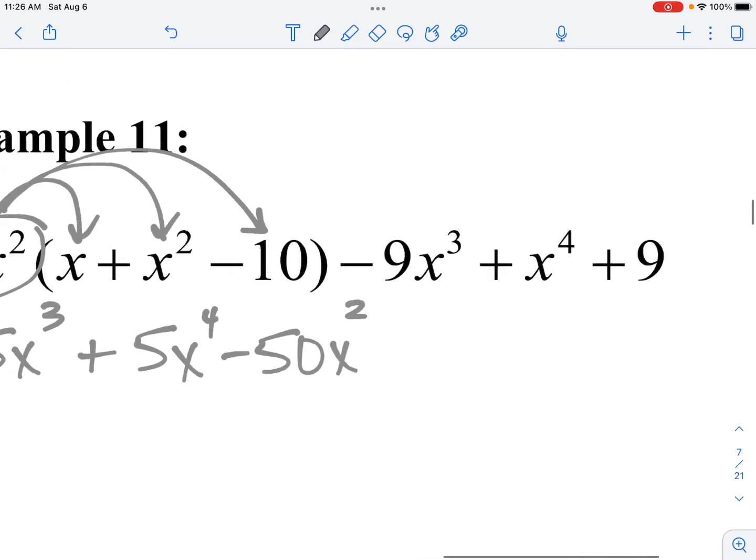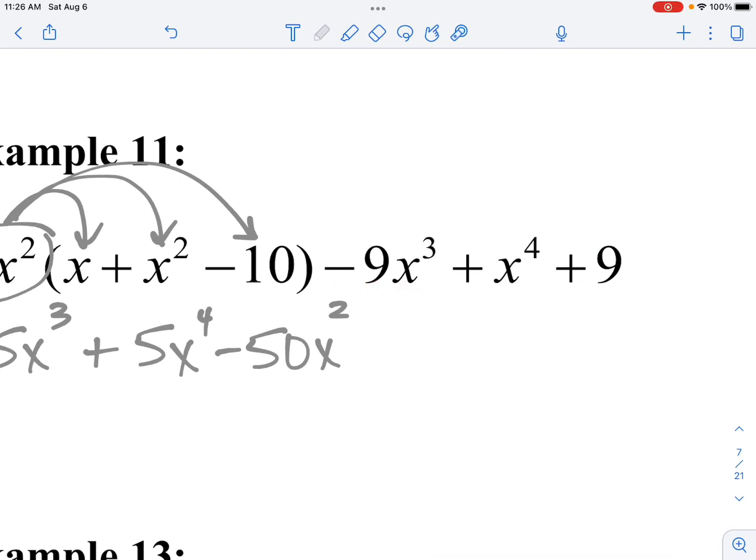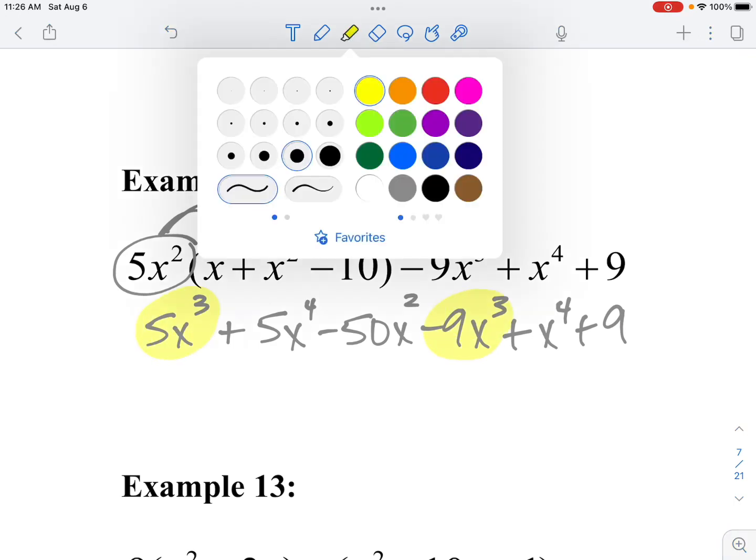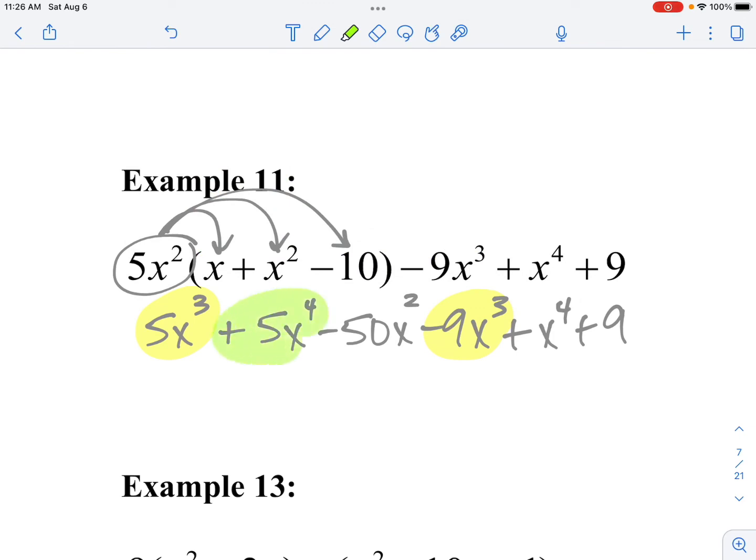Now I'm going to recopy everything else that was right here, so negative 9x to the third plus x to the fourth plus 9. Now all I have to do is kind of scan through and see if I can find any like terms. I see an x to the third and another x to the third. I can combine those. And I see an x to the fourth and another x to the fourth. I don't have any other x squareds, and I don't have any other whole numbers. So I'm just going to combine my x to the thirds first.